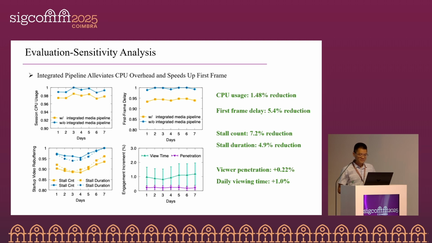The first design, the integrated pipeline, reduces CPU overhead and speeds up the first frame. Additionally, optimized CPU usage prevents devices from being overwhelmed, leading to reduced stall metrics. More importantly, these QoE improvements lead to more than a 0.2% increase in view penetration and a 1% improvement in daily viewing time. So these results validate our prior analysis and demonstrate the effectiveness of our optimizations.